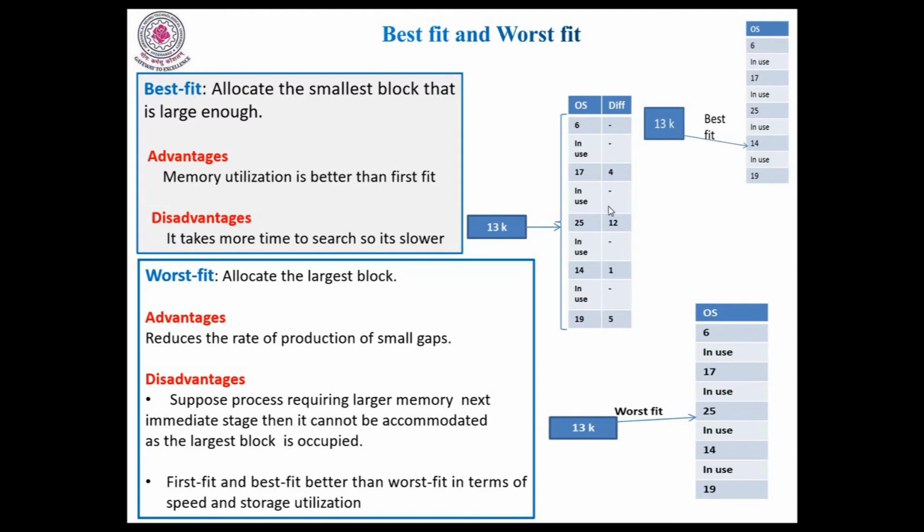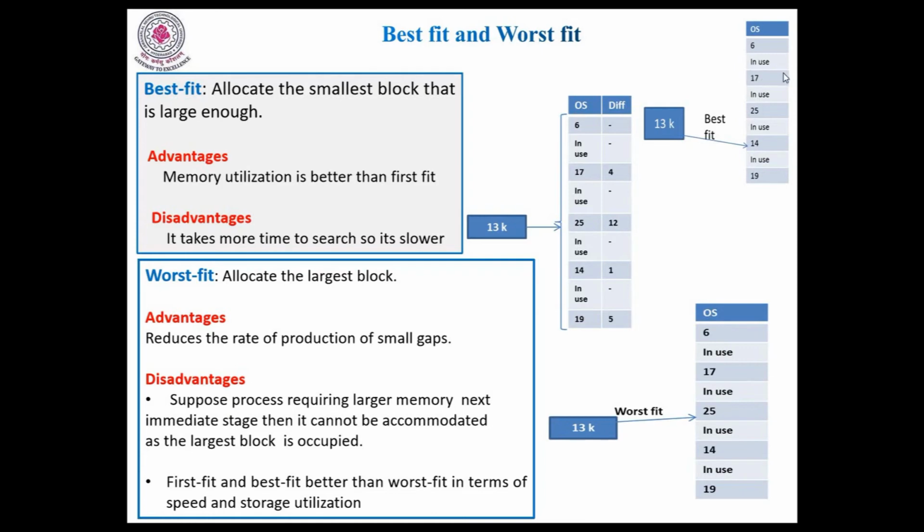So among these differences, which is the least? You see that this is the least. So for my process, this is the right partition as per the definition. So now I am loading my process into this partition. Let us see 13K loading into this partition. When I load into this partition, what is the advantage? Minimizing the internal fragmentation. Whereas in the first fit, wherever I find a block, there I can insert.